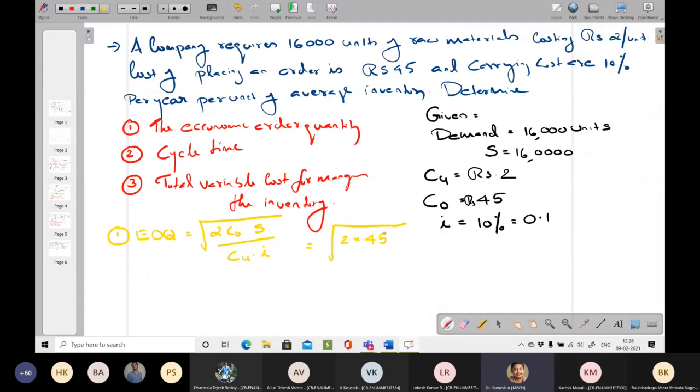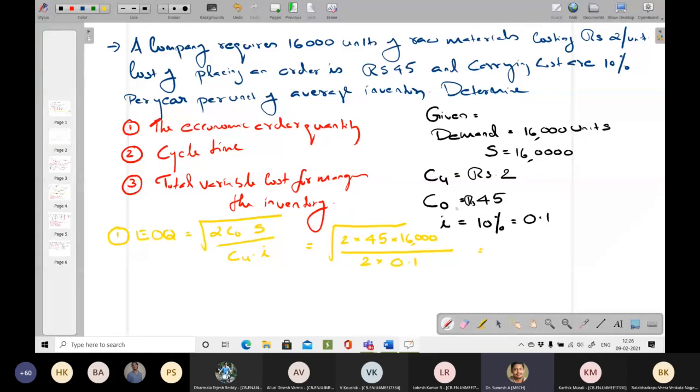So what value are you getting? Get me the result. The value will be 2684 units. It will be 2684 units. So the annual demand is known.